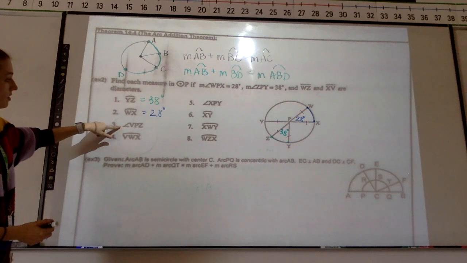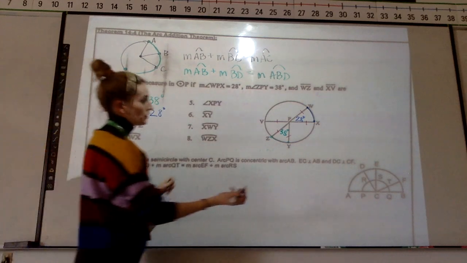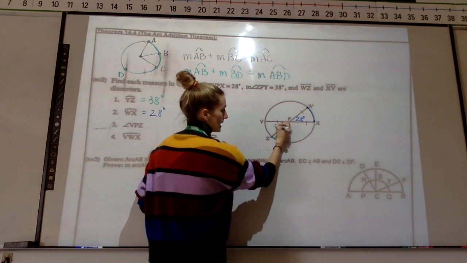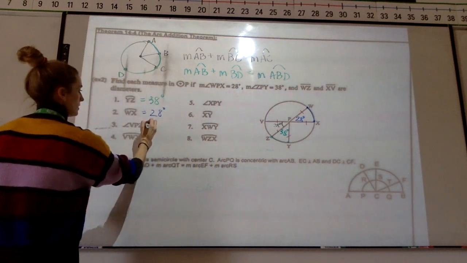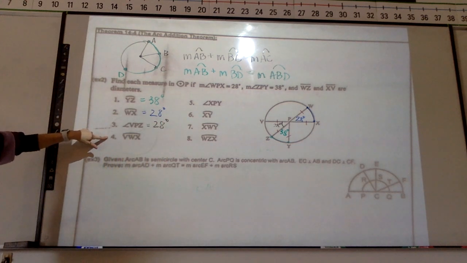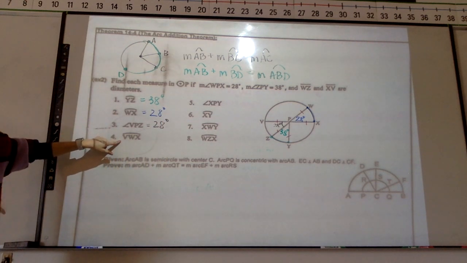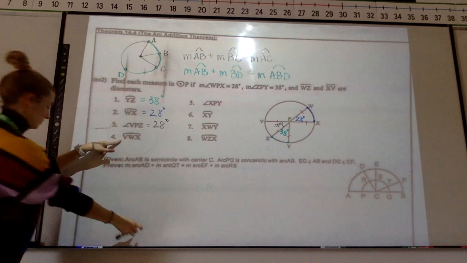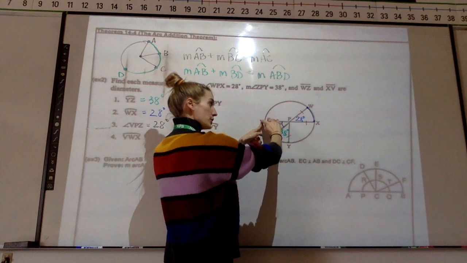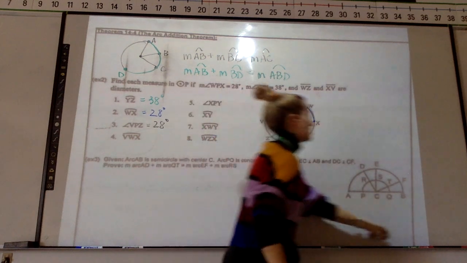Finding the measure of angle VPZ. So VPZ right here. Using vertical angles, we can see that that's also 28 degrees. Number 4, you're asked to find a major arc, arc VWX. So let's see, arc VWX. Sorry, not a major arc, actually a semicircle, right? 180 degrees.